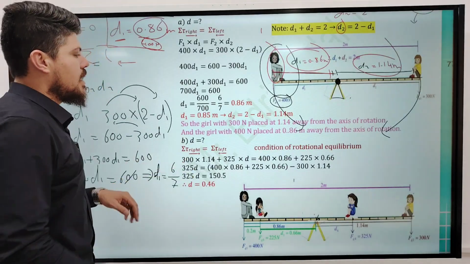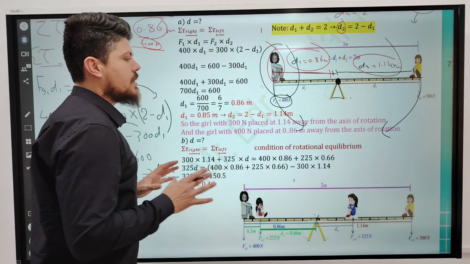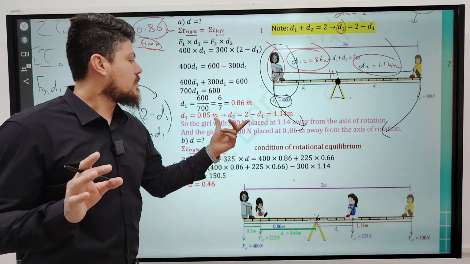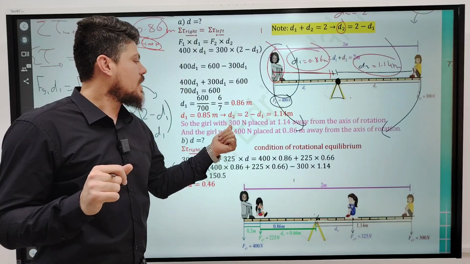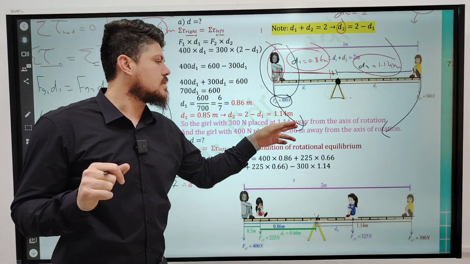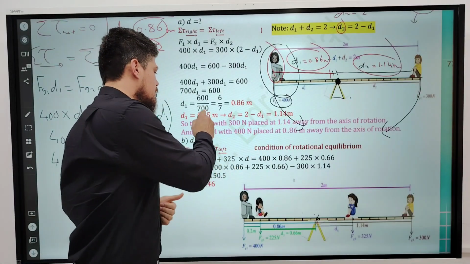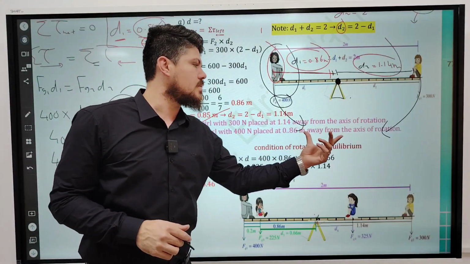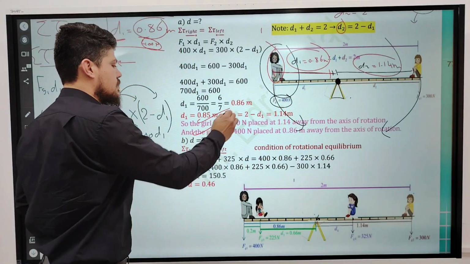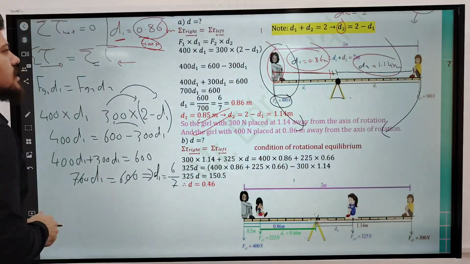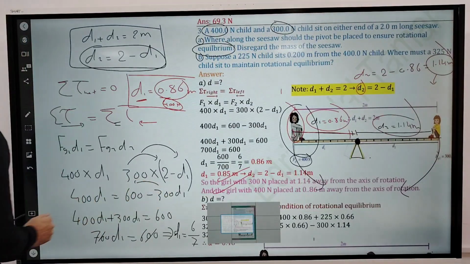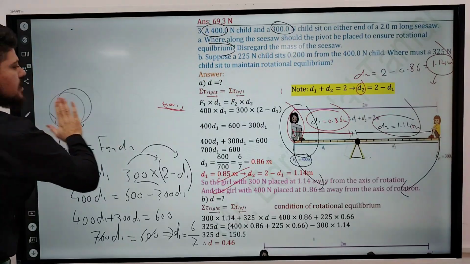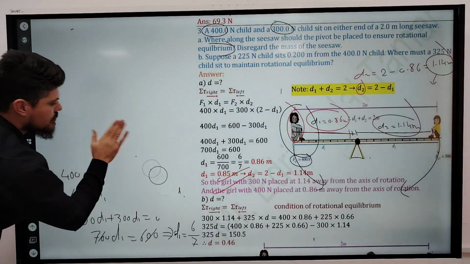For example, if they bring this question in the exam, be careful. Both answers are true. If the multiple choice says 300 Newton is placed 1.14 away from the axis of rotation, is it right? Yes, of course. B, 400 Newton placed 0.86 away from the axis of rotation. Yes, this one is also correct. So both answers are correct. This is branch A. Branch B. What is unknown in branch B?